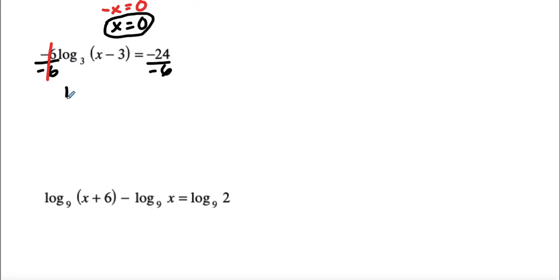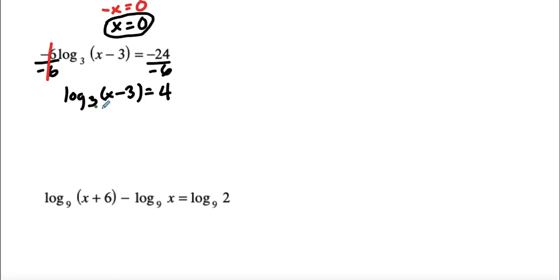Then I'm going to have log base 3 of x minus 3 equals negative 24 over negative 6, which is just 4. And now I'm going to take this and convert it to exponential.